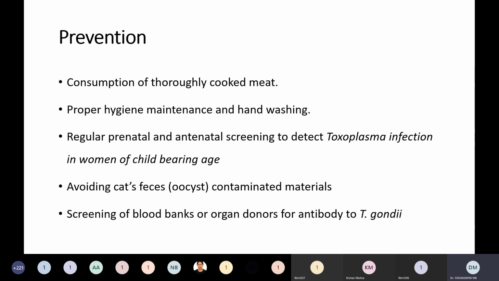So prevention is to cook the meat and then consume. Proper hygiene and proper hand washing is important. Regular antenatal screening to look for any Toxoplasma infection in women of childbearing age group, and avoid any cat feces exposure or anything which is contaminated with cat feces, and screening of blood and blood products for any infection can be done.